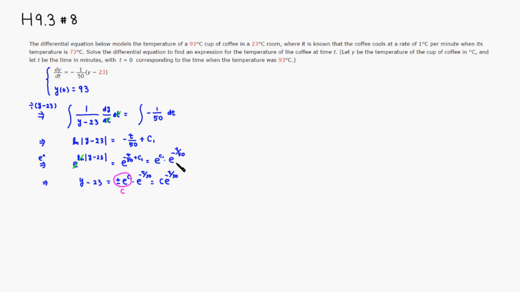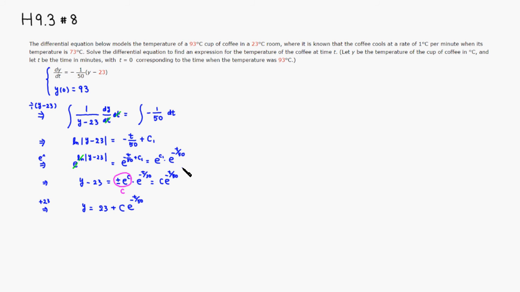Then since we're looking for y, we add 23 to both sides. We get y is equal to 23 plus C times e to the negative t over 50. Did I put 50 here? That looks like 30. Alright, 50. So that's the best we can do just from the differential equation.